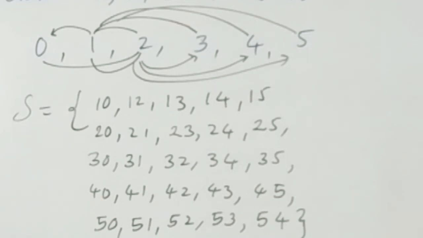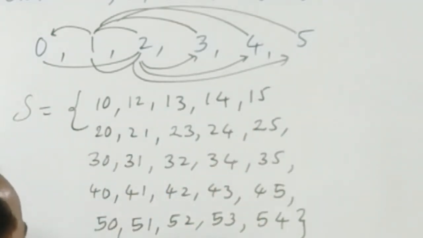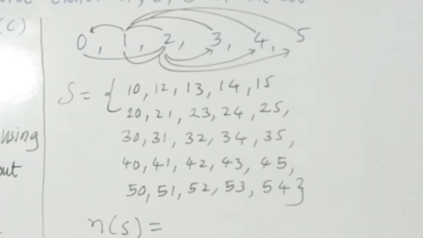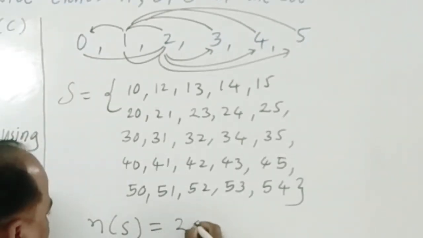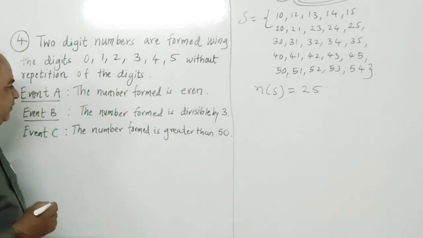So here in all there are 5, 10, 15, 20 and 25 two-digit numbers which are formed using the digits 0, 1, 2, 3, 4, 5. There are 25. So n(S), the number of sample points, is 25.